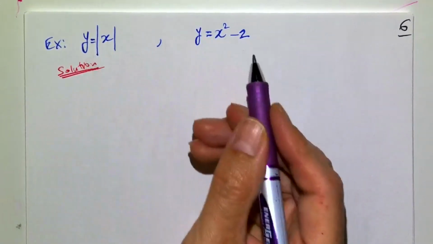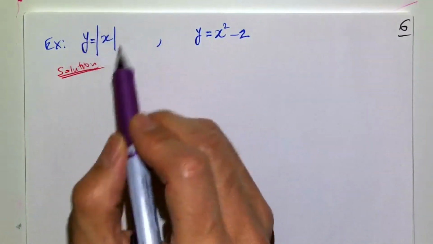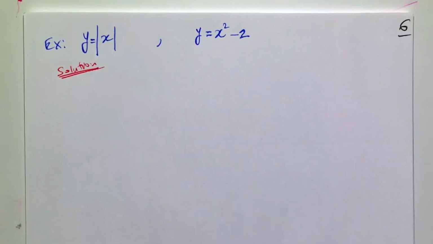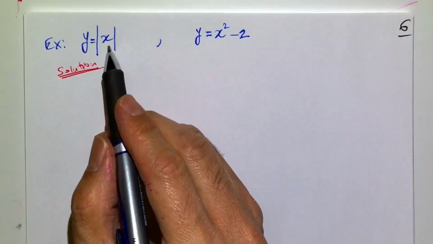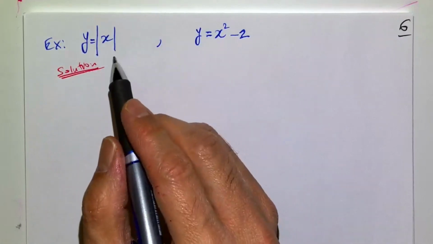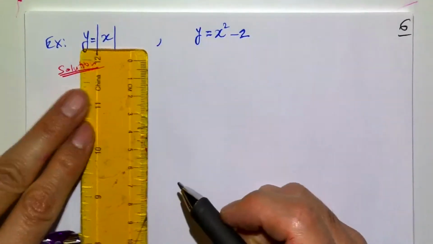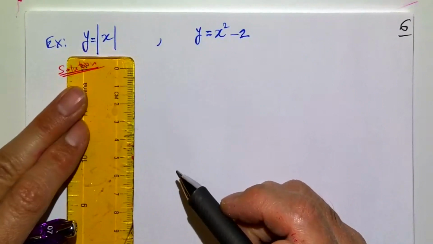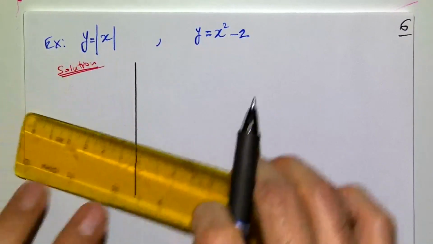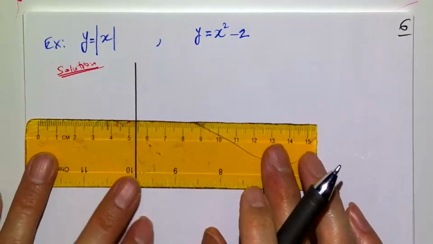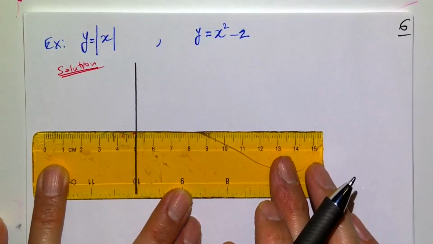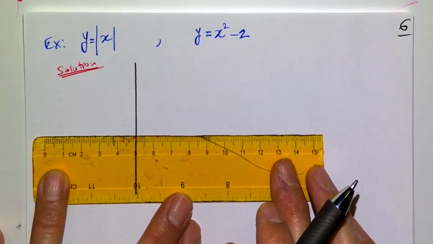So both of these functions are very familiar to us, right? This is the absolute value function. This is the quadratic function. Now, I'm going to sketch the graph for both of these first, but well, let's do that actually. Let's draw the graph first, and then we'll do the calculations. So we have this, and then we have this.